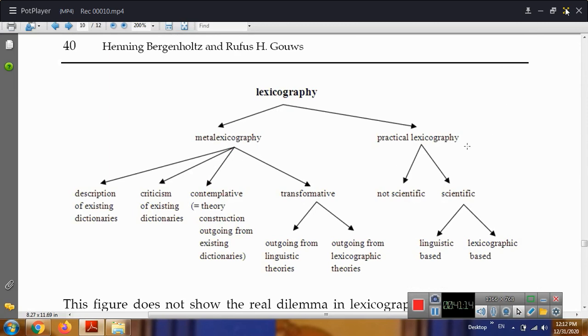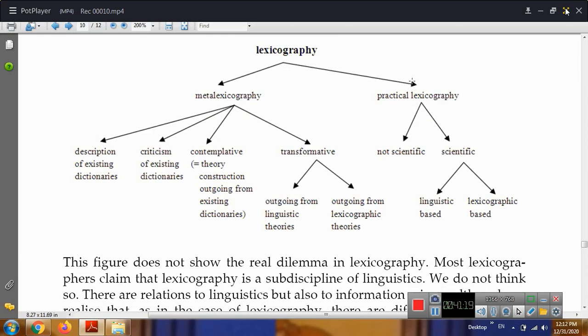Lexicography can be practical lexicography or meta-lexicography. Practical lexicography is divided into non-scientific or scientific. Scientific is linguistic-based or lexicographic-based. Meta-lexicography can serve the description of existing dictionaries, criticism of existing dictionaries, contemplative or theory construction going out from existing dictionaries, or transformative, which goes out from linguistic theories or from lexicographic theories.